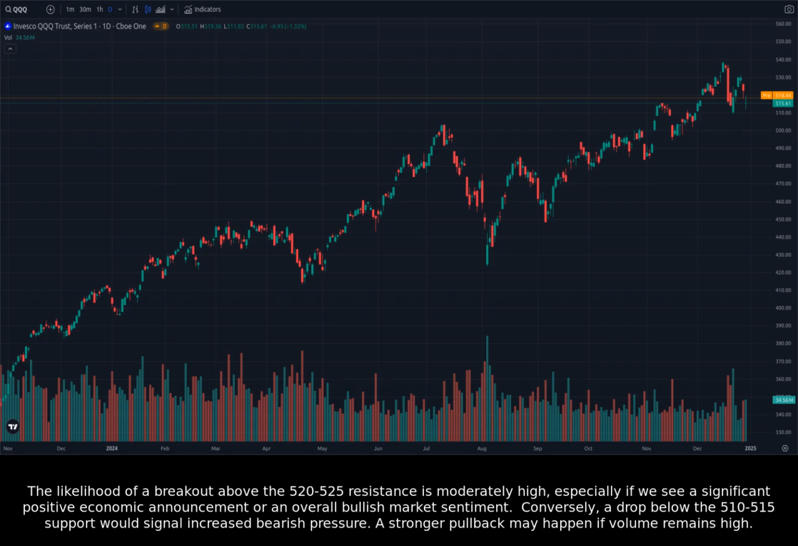The likelihood of a breakout above the 520 to 525 resistance is moderately high, especially if we see a significant positive economic announcement or an overall bullish market sentiment. Conversely, a drop below the 510 to 515 support would signal increased bearish pressure. A stronger pullback may happen if volume remains high.